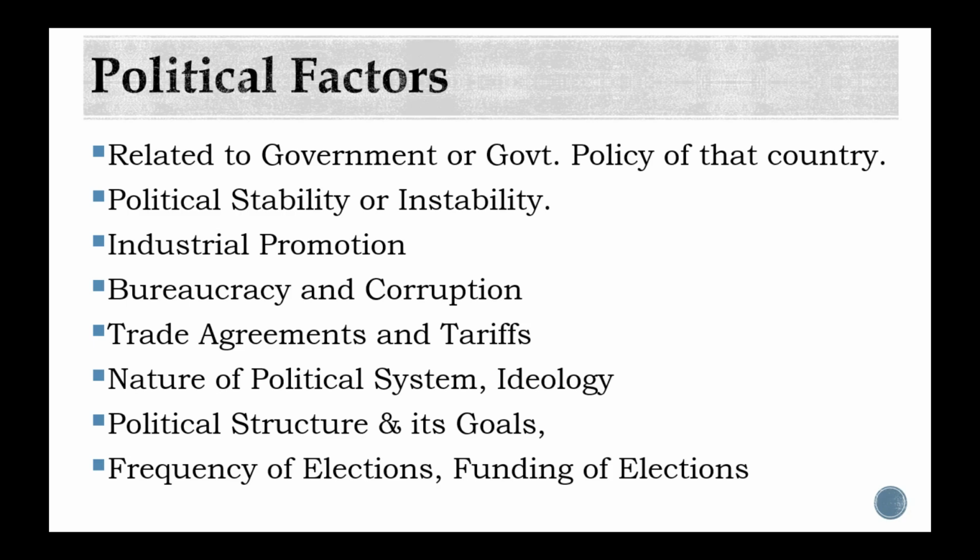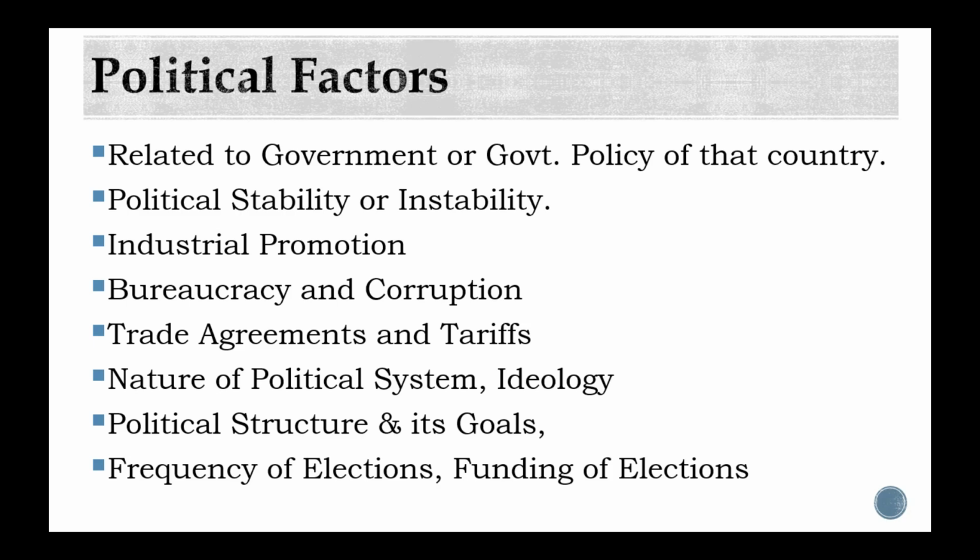The next important key factor is bureaucracy and corruption. Despite improvements, bureaucratic red tape and corruption can affect the ease of doing business. For example, large projects like infrastructure and real estate development often face delays due to permits and licensing issues where more corruption is involved. Then there are trade agreements and tariffs.